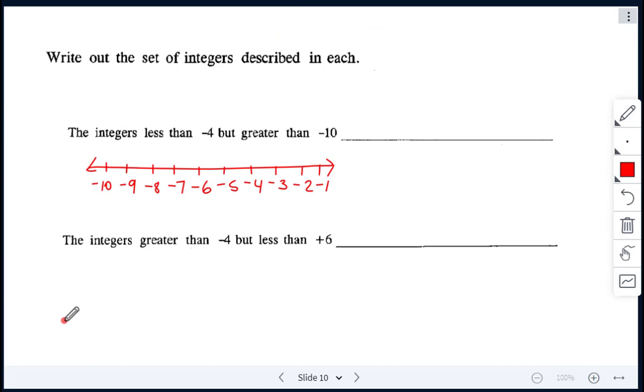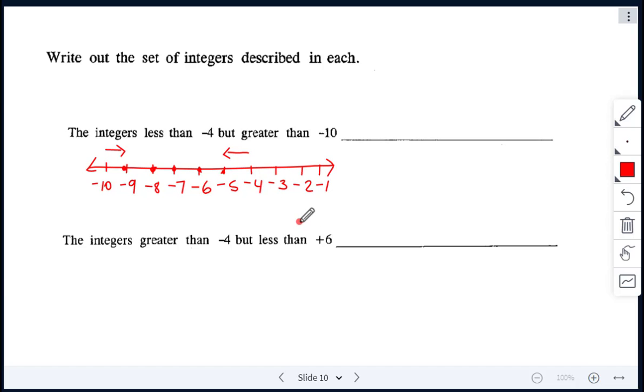All right, so with these questions here, we're writing out the set of integers. The first question is the integers that are less than negative 4 but greater than negative 10. So less than negative 4 is going to the left, and greater than negative 10, we're going to the right. So all the integers included between the negative 4 and the negative 10, from left to right, would be the negative 9, the negative 8, the negative 7, negative 6, and negative 5.